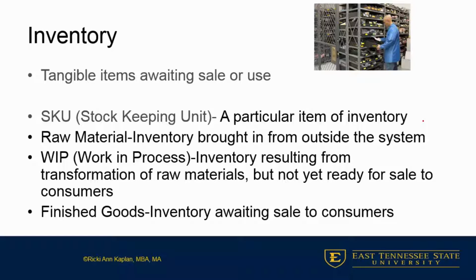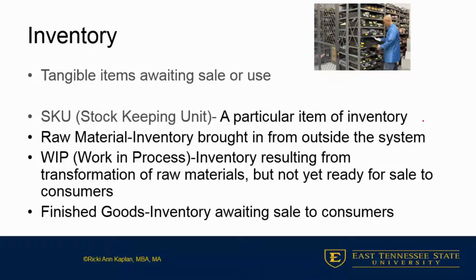Inventory. Inventory are tangible items awaiting sale or use. Tangible again means touchable. So our inventory are touchable items. We a lot of times do an SKU or stock keeping unit, which is a particular item of inventory. It's a particular item that we sell.